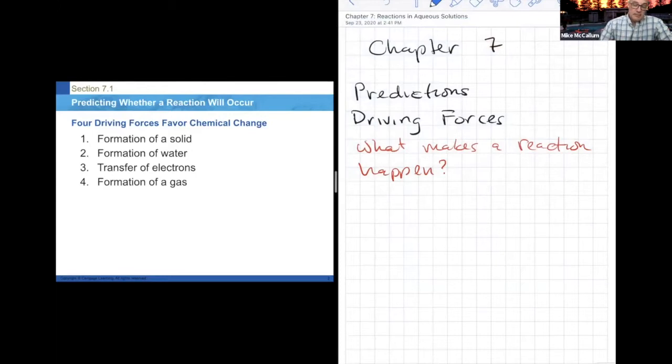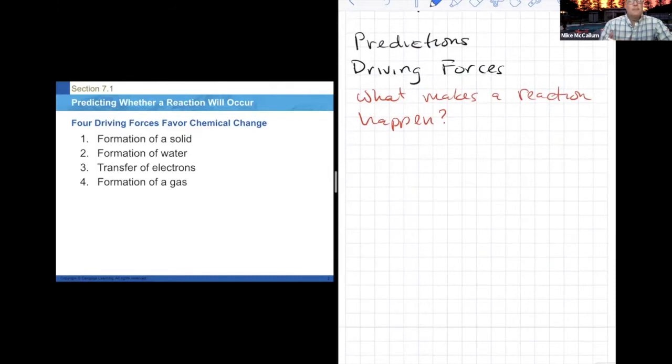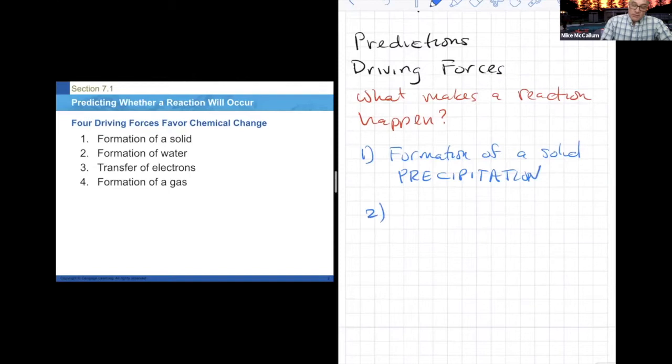There's many things that can make a reaction happen or tell you that a reaction is favorable. And here are the four things we're going to discuss. Formation of a solid, right? This is called precipitation. We can also form water.